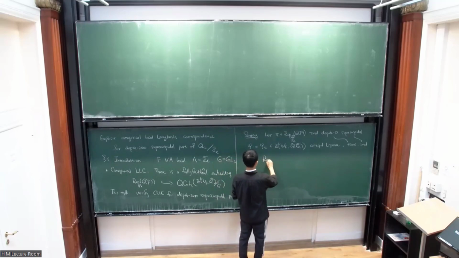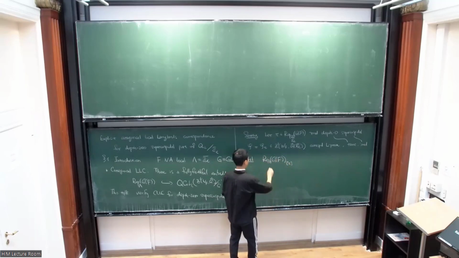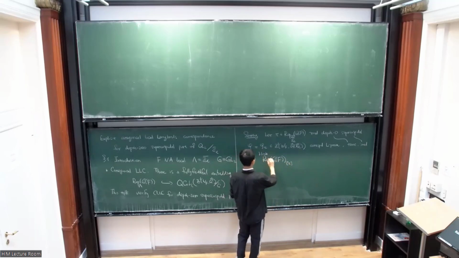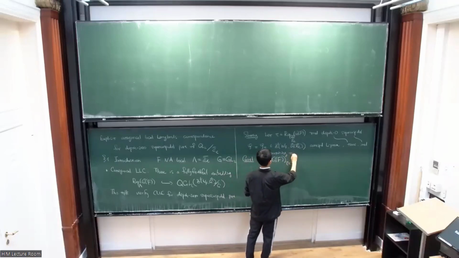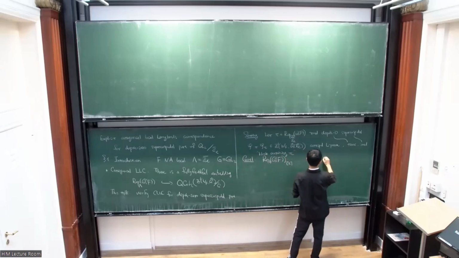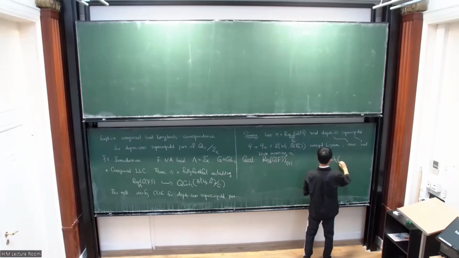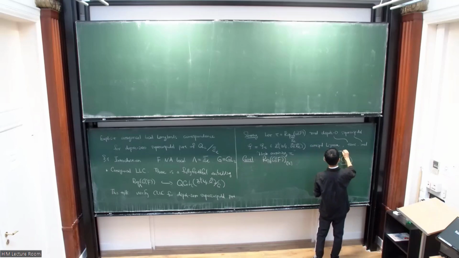So on the representation side, I consider the block of this representation category containing pi. The representation category will decompose into some indecomposable sub-abelian categories, which are called blocks. So this is the block containing pi. And on the L parameter side, I will consider the connected component containing this L parameter phi, the connected component of L parameters containing phi.